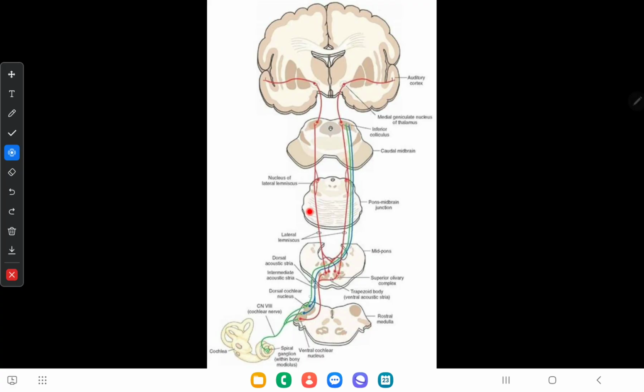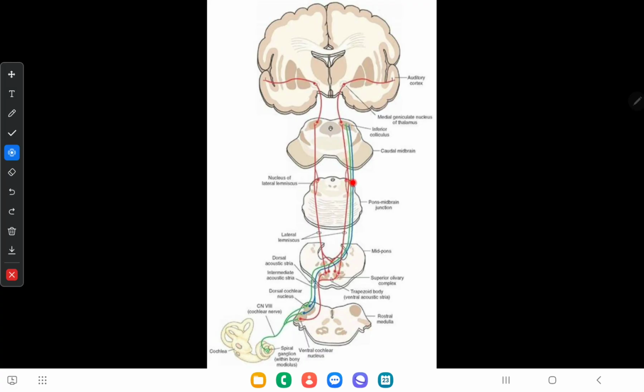Here is the intermediate acoustic striae. Here the blue fibers are the intermediate acoustic striae, and here the green fibers are the dorsal acoustic striae. You can see the intermediate acoustic striae and dorsal acoustic striae ascend in the contralateral lateral lemniscus, and probably relay in the nuclei of lateral lemniscus.